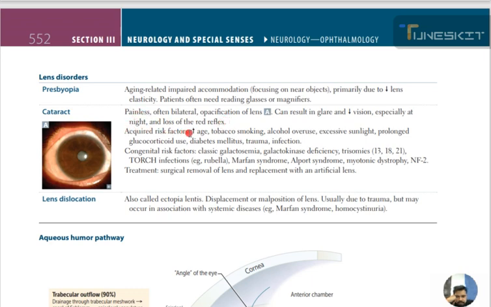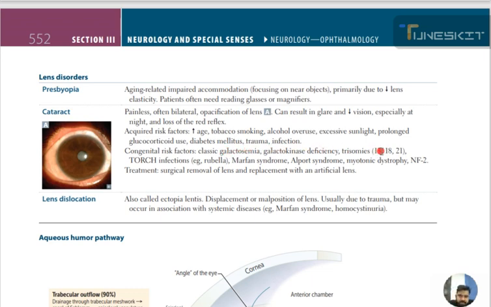Acquired risk factors: increased age, tobacco smoking, alcohol overuse, excessive sunlight, prolonged glucocorticoid use, diabetes mellitus, trauma or infection. Congenital risk factors: the number one risk factor is galactosemia, then galactokinase deficiency. Galactokinase is involved in galactose metabolism, and when it is deficient, there would be increased galactose in the blood, a condition known as galactosemia.